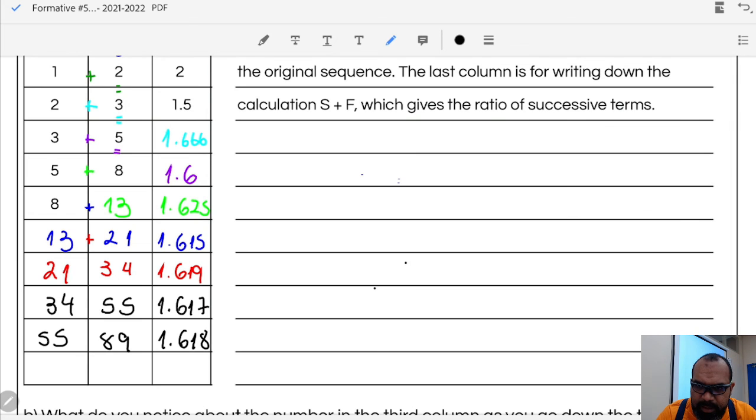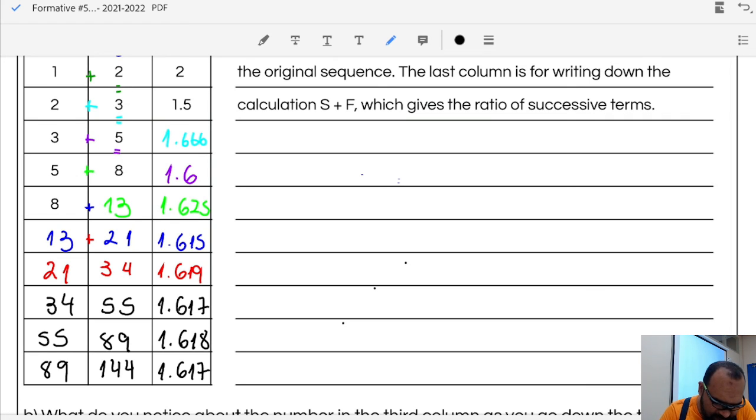Last one. 89 plus 55 is 144. With 89, let's divide: 1.607. Almost. Great, we finish our table.